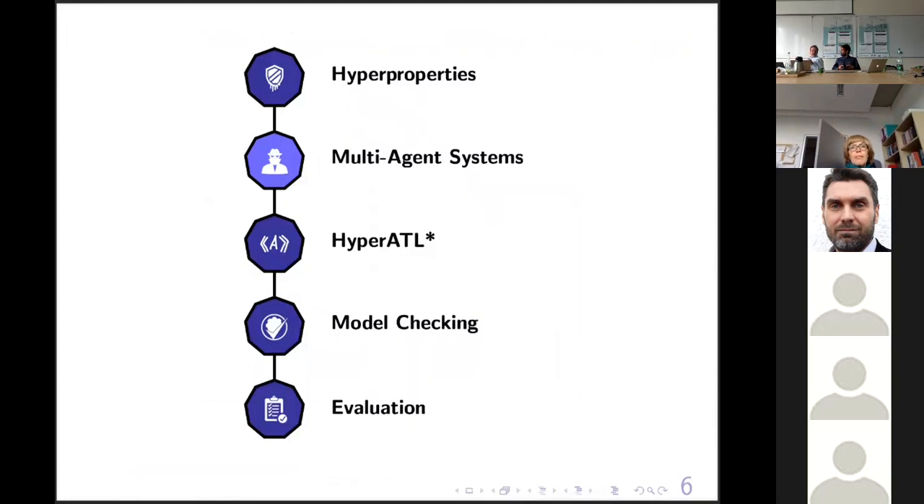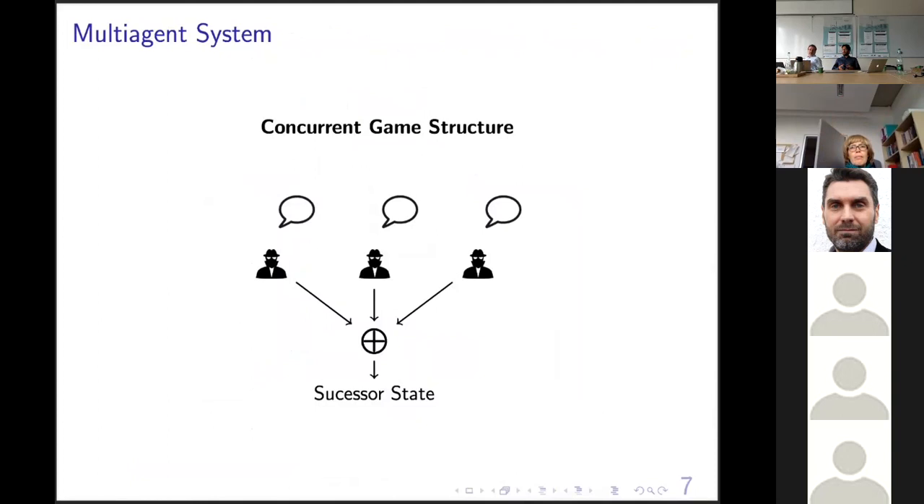Okay, so we can now look at multi-agent systems. Just as a very brief summary, a multi-agent system essentially consists of multiple agents, and in each step, each of these agents submits a vote, and based on the combination of all of these votes, we select the successor state. In particular, transition systems, which are the typical model for temporal logics, can be viewed as game structures with just a single agent that in each step decides how to resolve the non-determinism in our transition system.